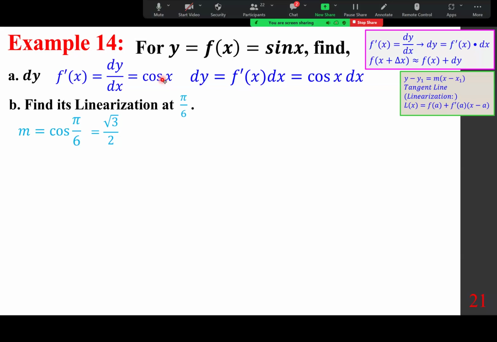What is the pair? X comma sine x. What is x? Pi over 6. What is sine of pi over 6? 1/2. So y minus y1, that means y minus 1/2 equals m, that means square root of 3 over 2 times x minus x1, that means x minus pi over 6.